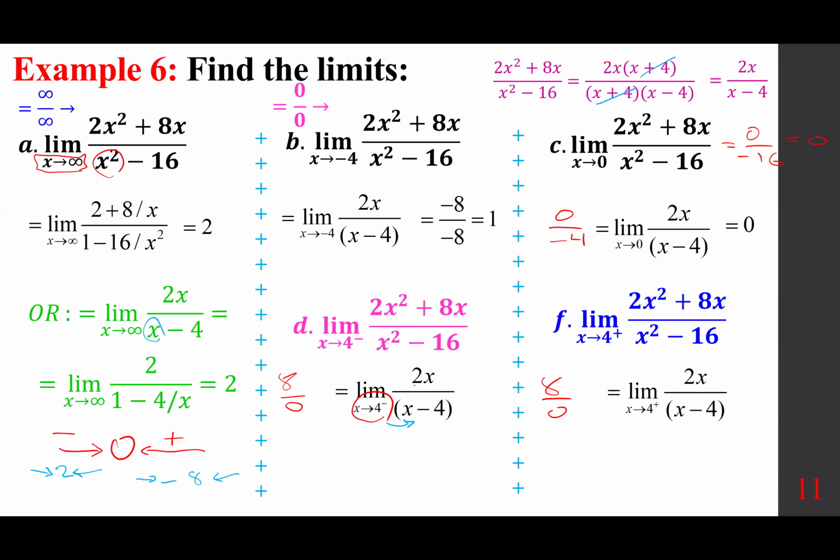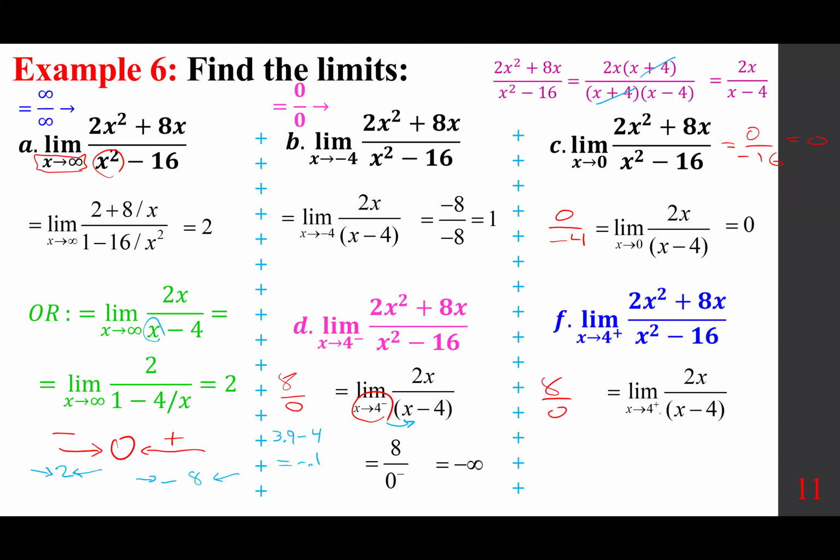4 from the left, that means 3.9999. Let's say you can even put 3.9, because you want the sign, and 3.9 minus 4 is negative 0.1. So you put 8 over 0 from the left. And remember, a number divided by 0 ends up being infinity, but the sign says negative infinity.